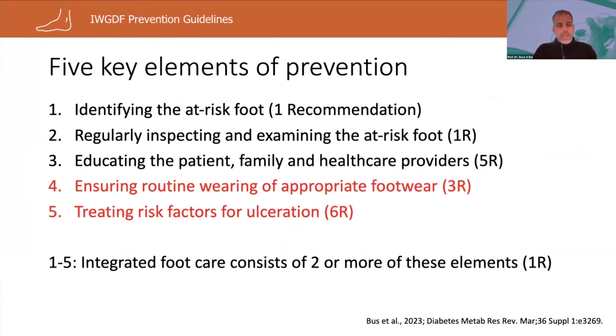The International Working Group on the Diabetic Foot has guidelines on the prevention of foot ulcers that are updated every 4 years. In 2023, the most recent one came out, and there are 5 key elements of prevention. Here in red, I show the ones where offloading plays a role. So ensuring routine wearing of appropriate footwear, and also treating risk factors for ulceration, which could be, for example, a deformity and a surgical intervention that I will discuss.